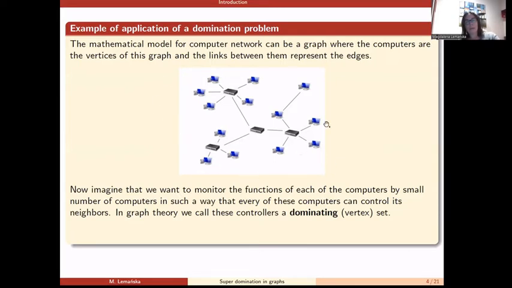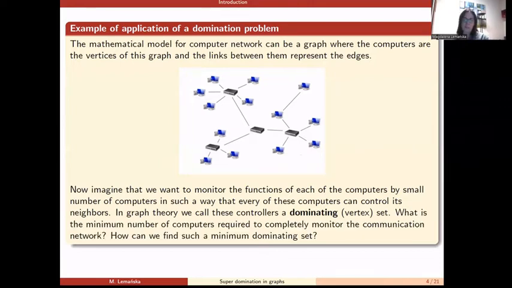Here in the picture, we would like these big computers to dominate the whole network. And it is almost done. Every computer except this one is dominated by one of these bigger computers. We can notice that if we exchange the roles between this and this computer, then we obtain a dominating set of cardinality four. And we can ask questions, for example, what is the minimum number of computers required to completely control the communication network, and how can we find such a minimum dominating set.